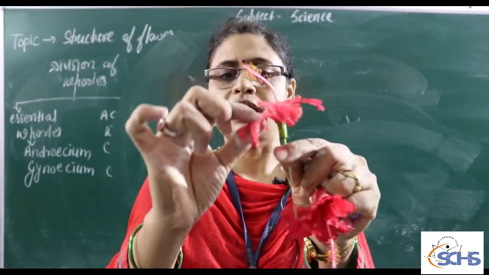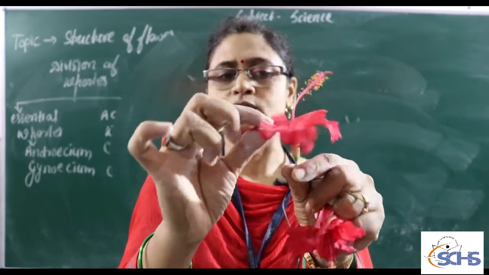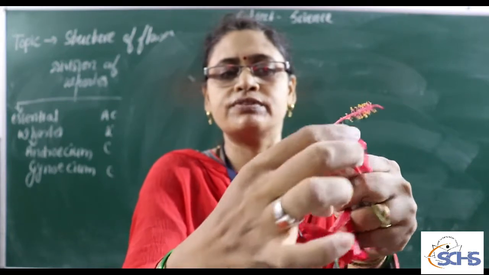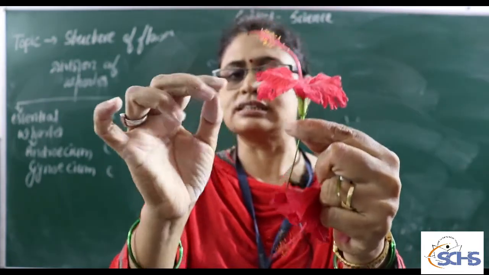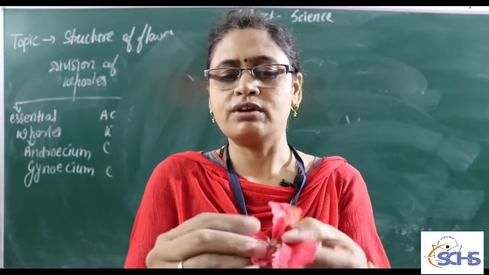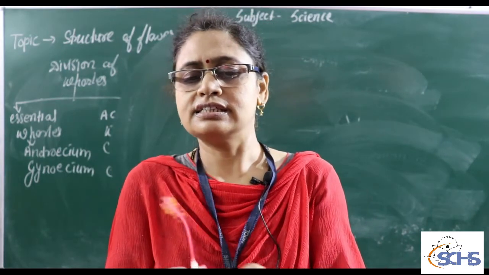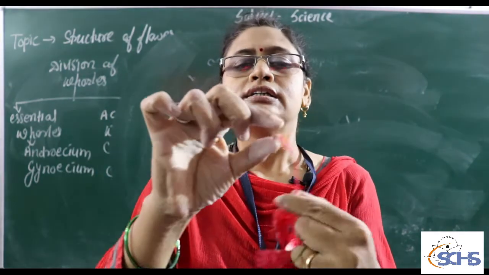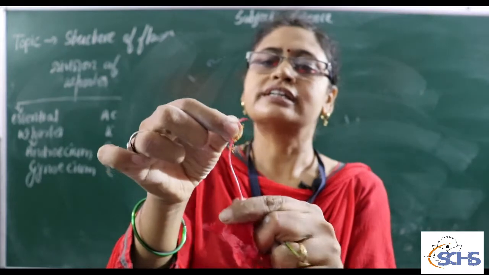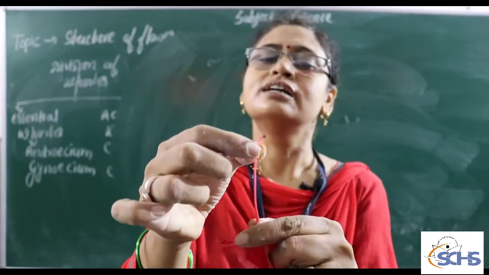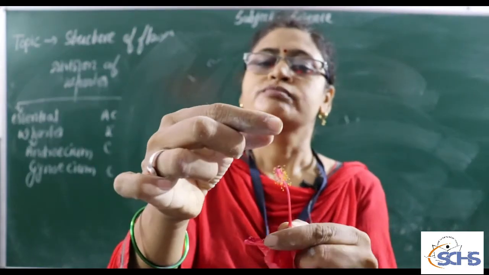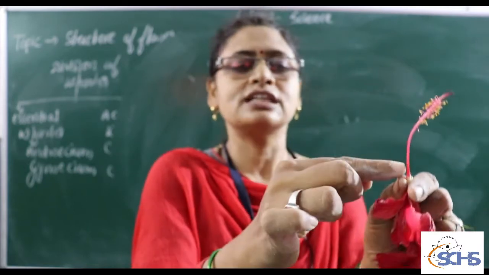This colorful part of the flower is known as the corolla, and all these are members of the corolla, which means we can call them petals. Inside of that, what can we see? This is the stigma, the reddish color you can see here. This stigma is attached to this elongated portion.